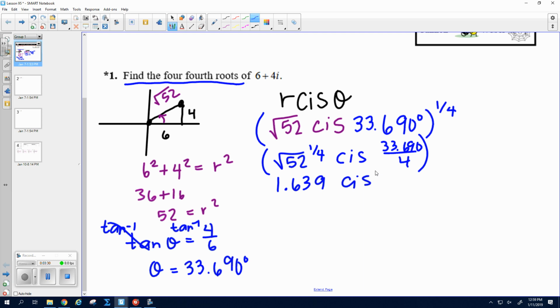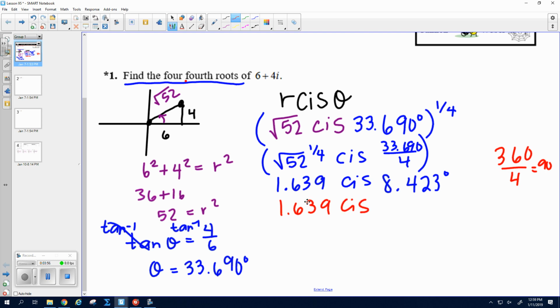And divide this right here, we get 8.423 degrees. Now, if you're doing the 4th roots, how many answers are there? This is your first answer. And so to find the other ones, we do 360 divided by 4, which is 90. And we're going to add 90 every time to get the rest of my answers. So I keep my same number here, and we're going to add 90.